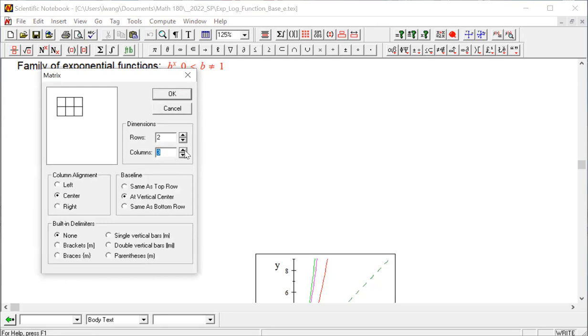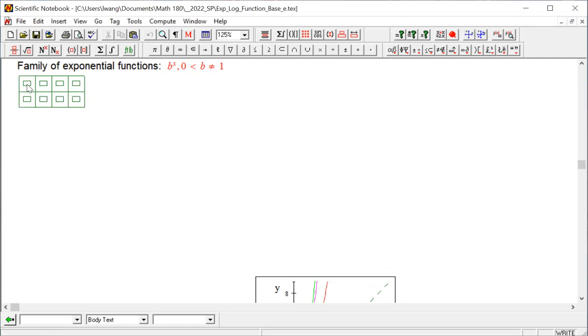Okay, so let me bring one more column. This is the family. We studied 2 to the power x, e to the power x, 3 to the power x, even 10 to the power x, which we're not going to cover in this class, but it's for your study. All 4 of these functions have the same domain and range.